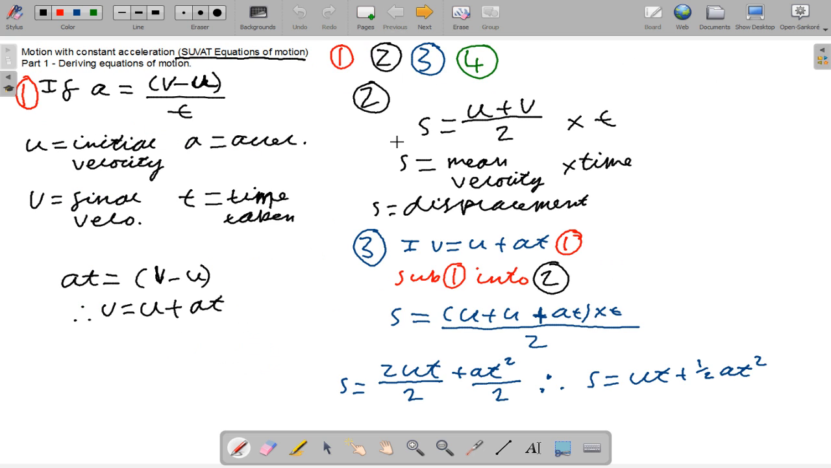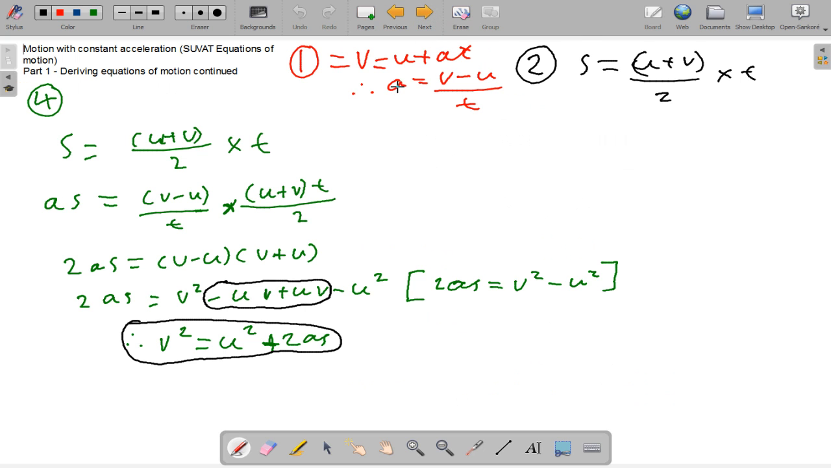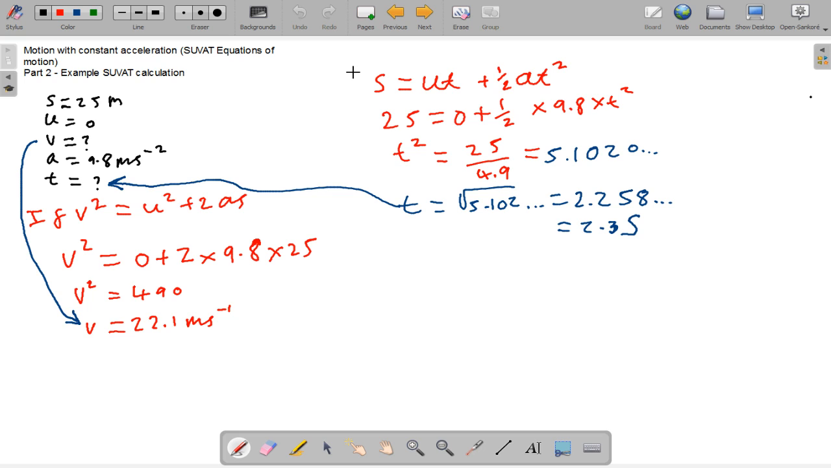So v equals u plus at, and s equals u plus v over 2 times t, and s equals ut plus half at squared. You should be able to solve problems with constant acceleration. This is where you assume that the initial velocity is always 0. So we'll have a look at a SUVAT calculation.